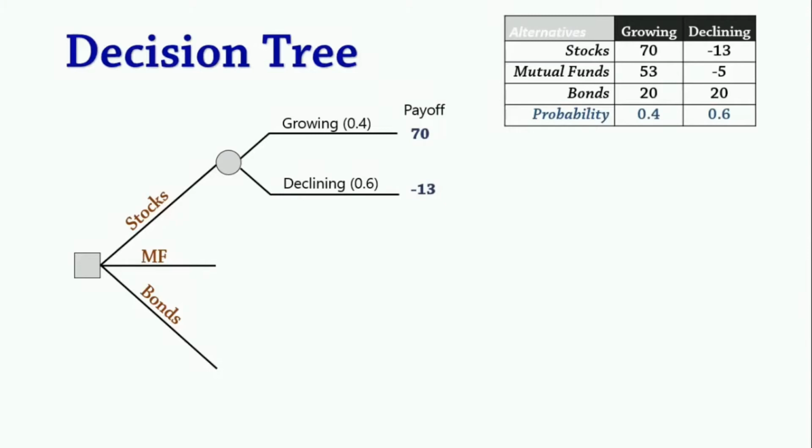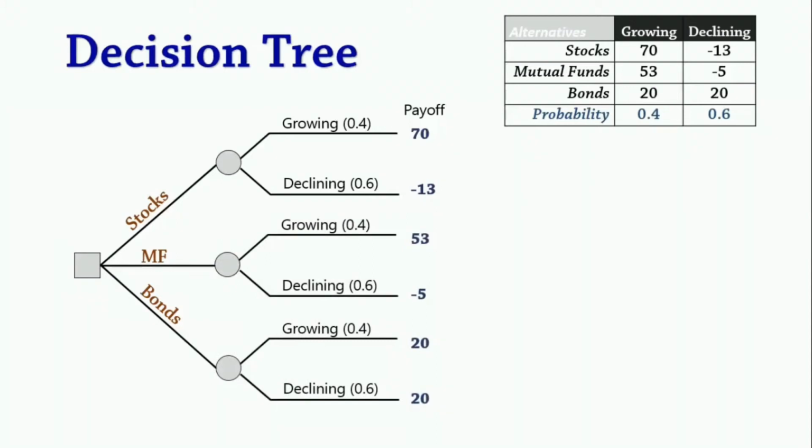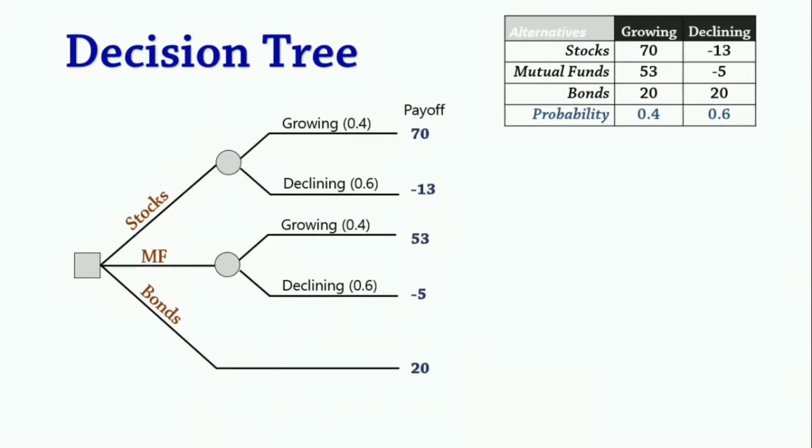We do the same for mutual funds and for bonds. Notice that the payoff is 20 for bonds, irrespective of the state of nature. Therefore, we really don't need to repeat 20. We simply need to draw a single branch from bonds with a payoff of 20. Now let's solve the decision tree.